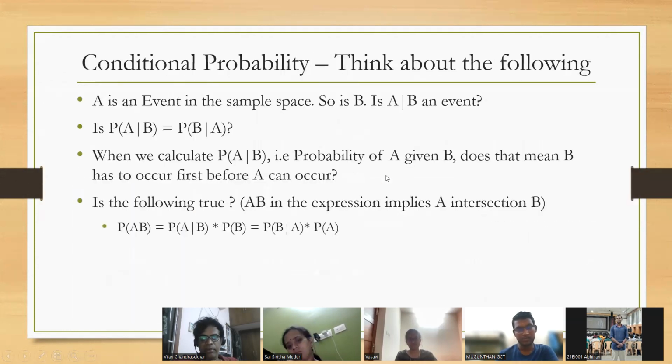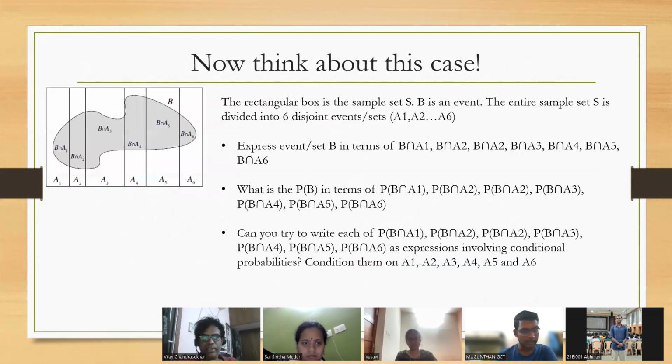Okay. So Mugundan, so what were you saying? So let's take this example. P of BA1. So when I say BA1, I mean B intersection A1. So what is P of BA1? Probability of B given A1 into probability of A1. All right, that's one way. Can we also write it in another way? Yes, one way to write it is probability of A1 given B into P of B. That's right. Both ways are perfectly fine.